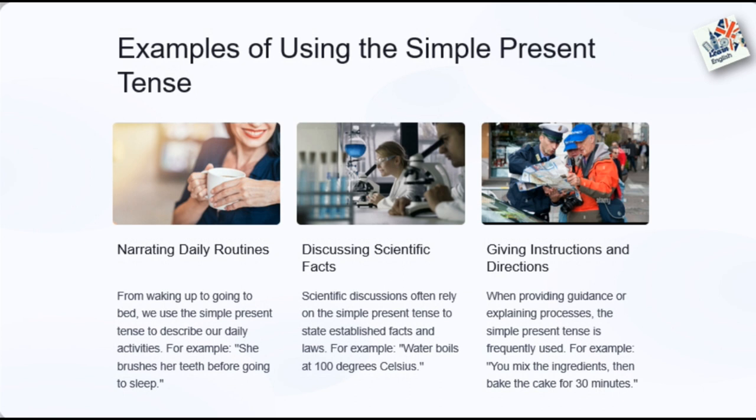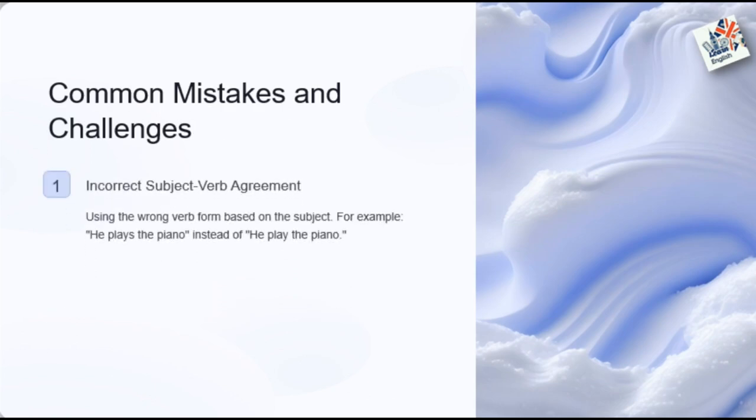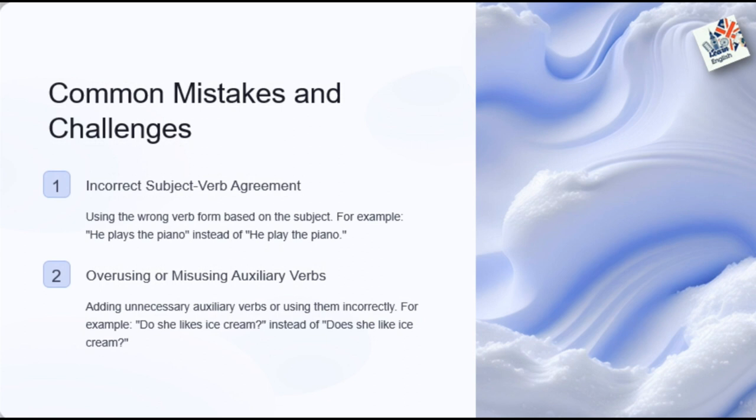Common mistakes and challenges: 1. Incorrect subject-verb agreement, using the wrong verb form based on the subject. For example, he plays the piano instead of he play the piano. 2. Overusing or misusing auxiliary verbs, adding unnecessary auxiliary verbs or using them incorrectly. For example, do she likes ice cream, instead of does she like ice cream.